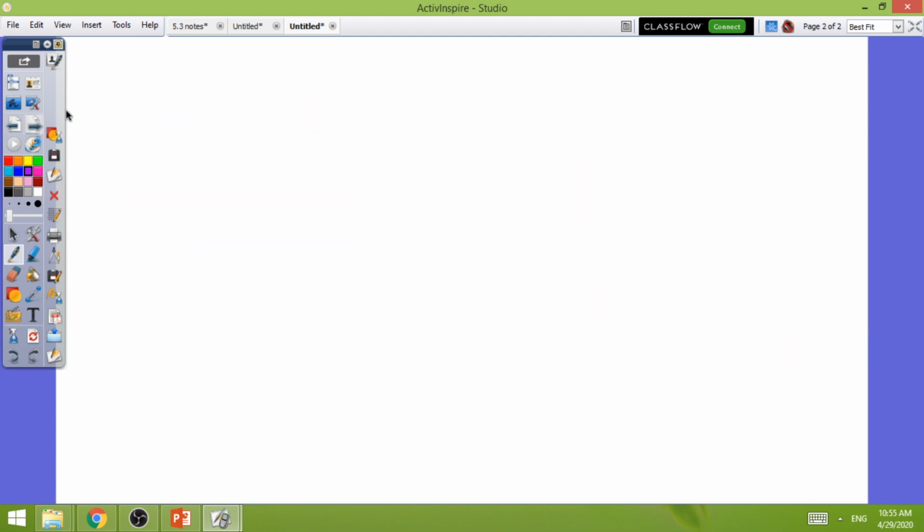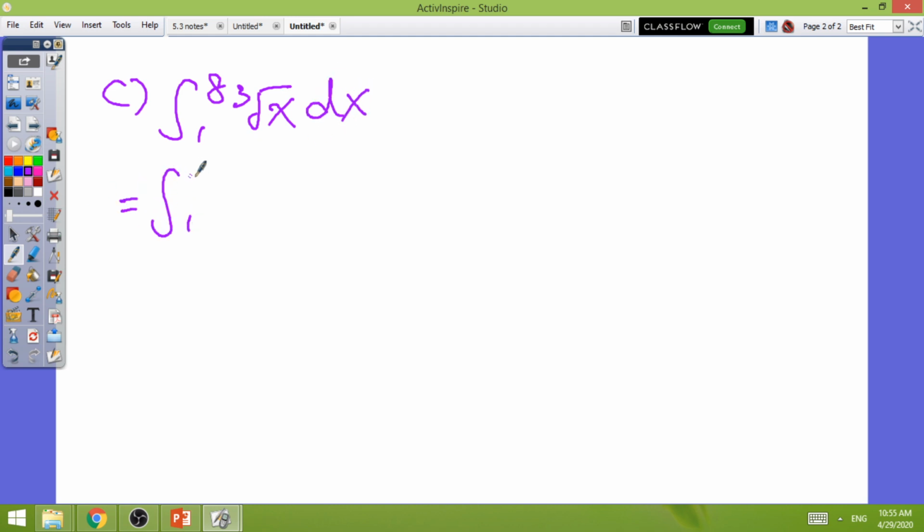And now what about for C? Okay, let's try C here. So that one shows the integral from 1 to 8, and the integrand is cube root of x dx. So first thing that you want to do, let's just rewrite the integrand. So it's x to the power of 1/3 dx. Integrate it using the power rule.